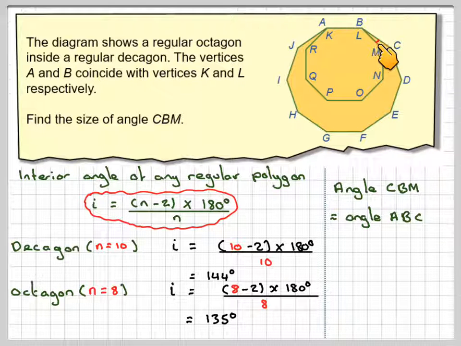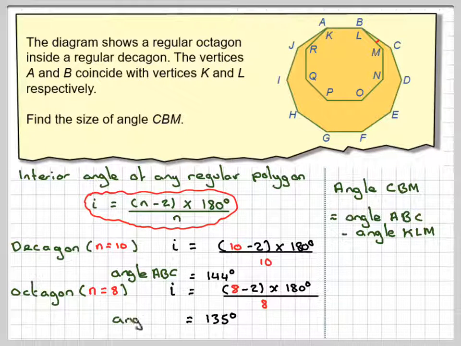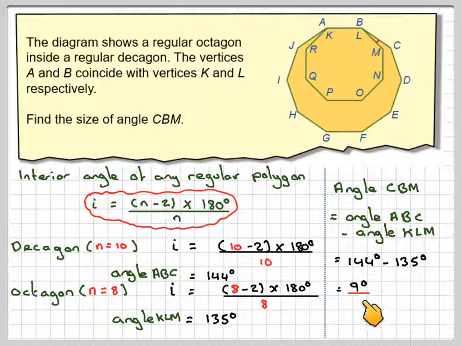So angle CBM, the one that we have to find, is going to be angle ABC minus angle KLM. So that's going to be 144 minus 135, so it's angle ABC, and this is angle KLM. So it's going to be 144 minus 135, and that will give me an angle of 9 degrees.